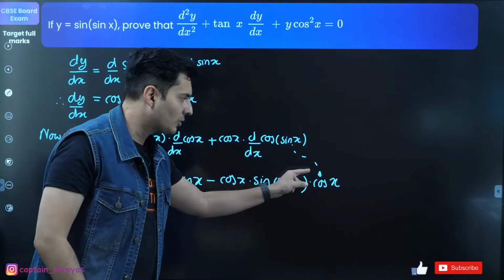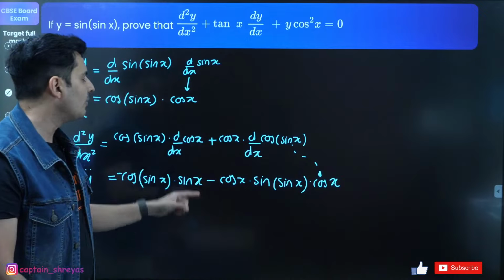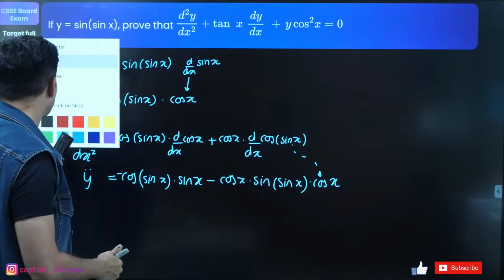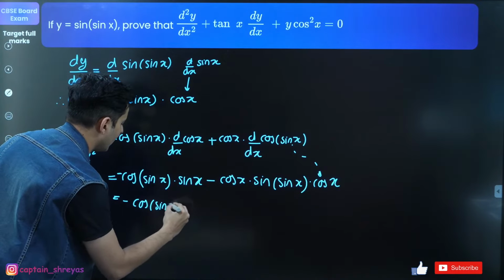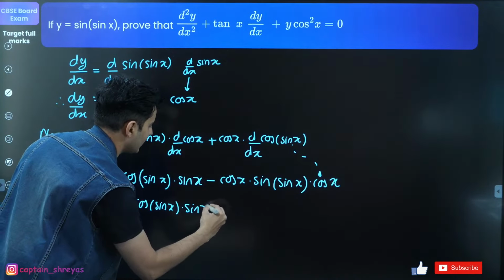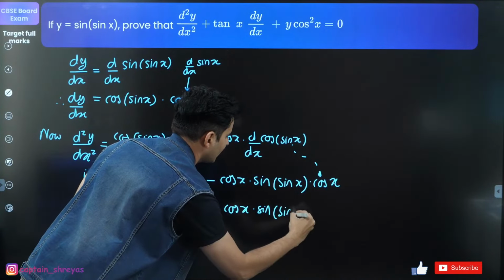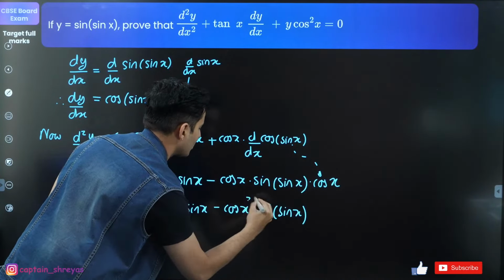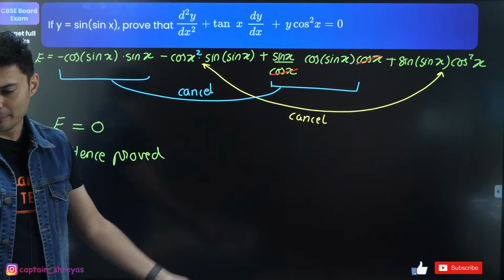Cos x in the chain rule. Yep. So there was one cos x extra over here. So this cos into this cos will become cos square. So if you want, I'll just write it down over here also. This is minus cos of sine x into sine x minus cos of x into sine of sine x, and this will become square. So cos square x. That's all. Okay, everyone with me?